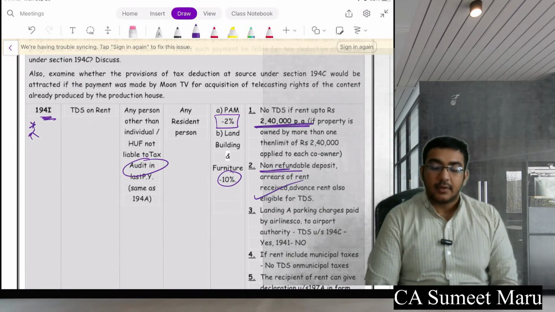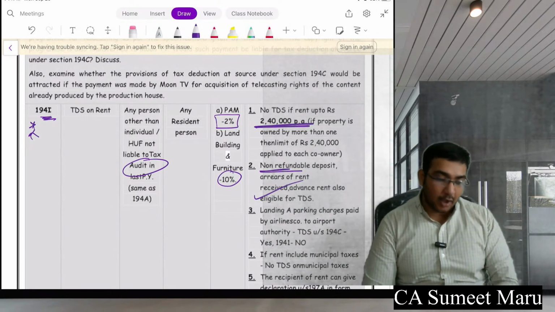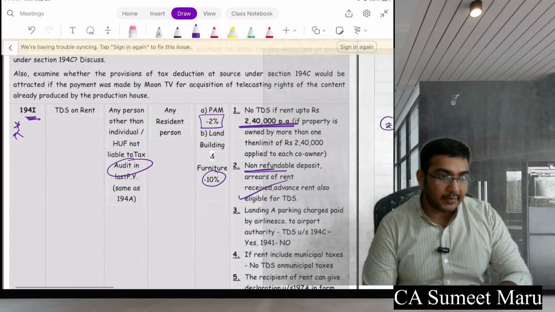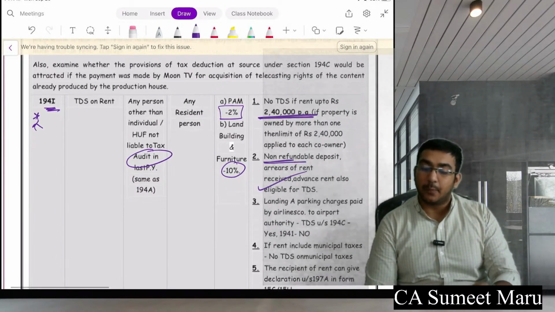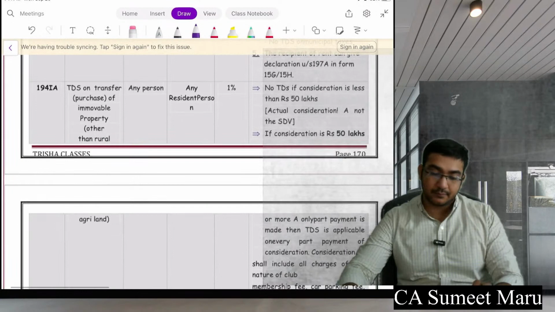Everyone clear, guys? So rent on land and building 10%, on plant and machinery 2% if it is above 2,40,000.